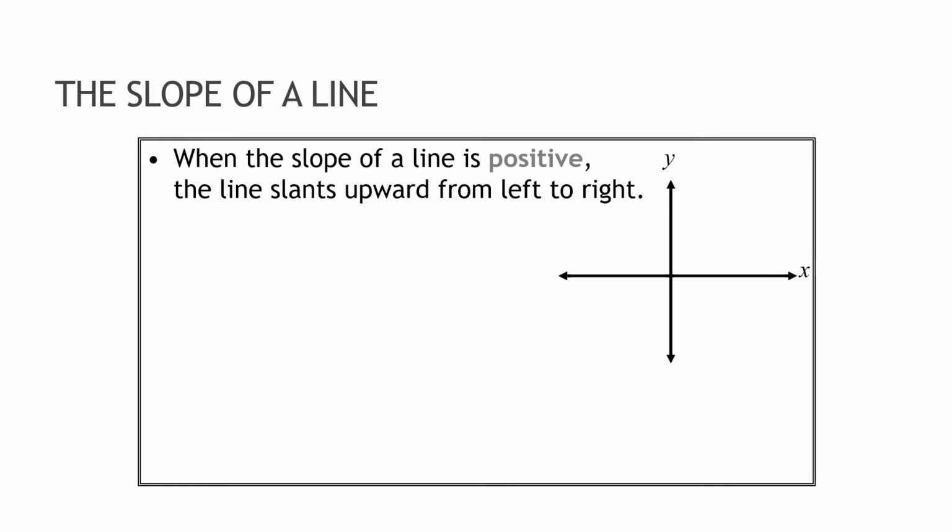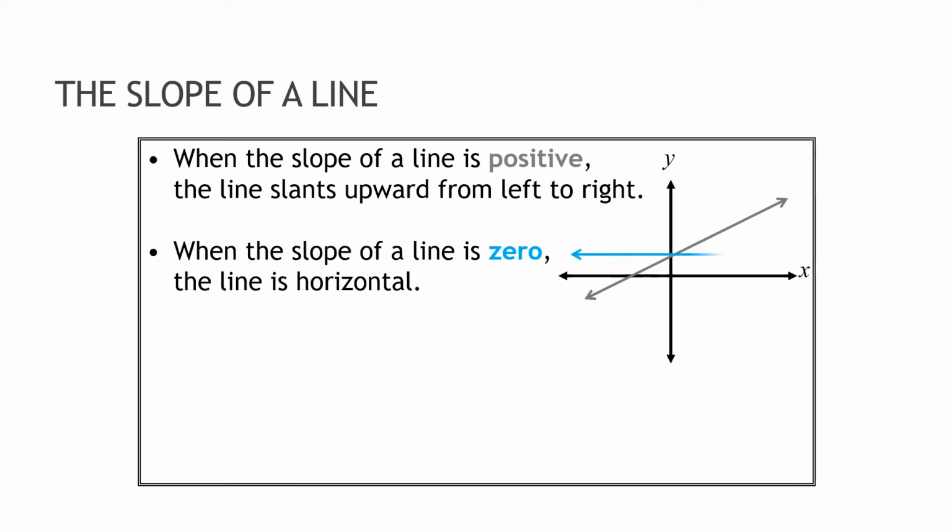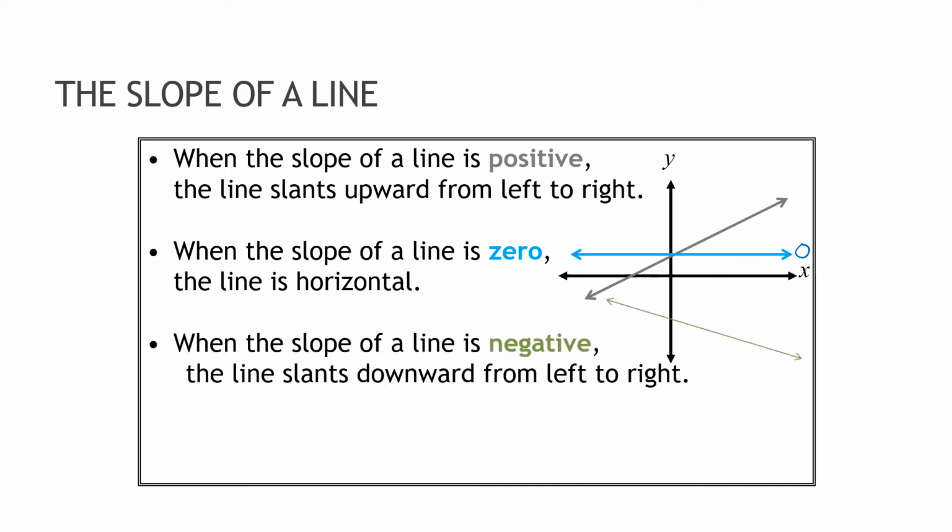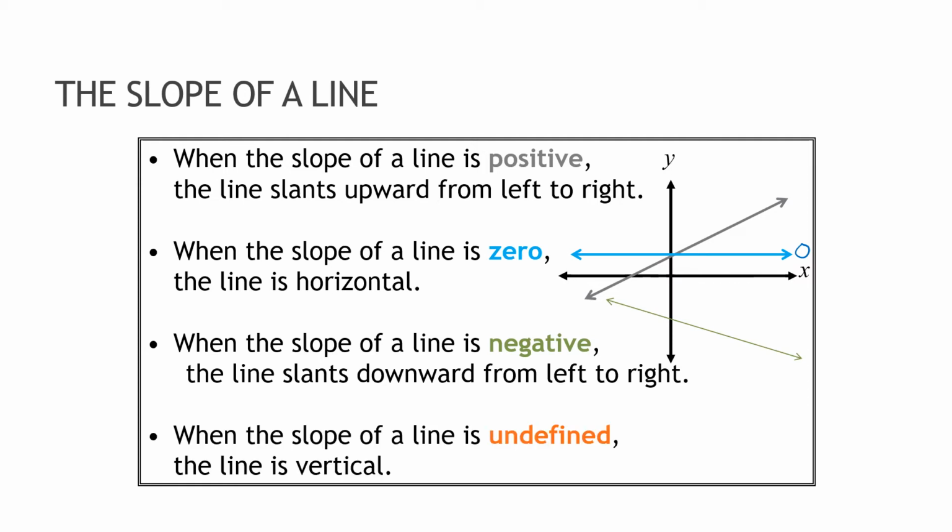So let's take a look at the slope of a line. When the slope of a line is positive, the line slants upward from left to right. So we can see as I'm reading a book from left to right, it's positive. When the slope of the line is 0, the line is horizontal. So this would be a 0 slope. When the slope of the line is negative, obviously it points down as we go from left to right. And the last one is undefined, and that's a line that is straight up and down or vertical. So this is undefined slope.